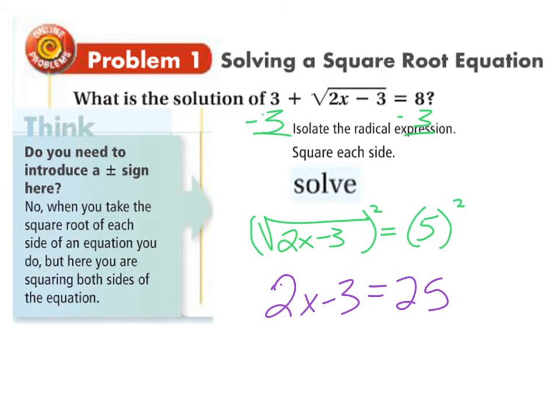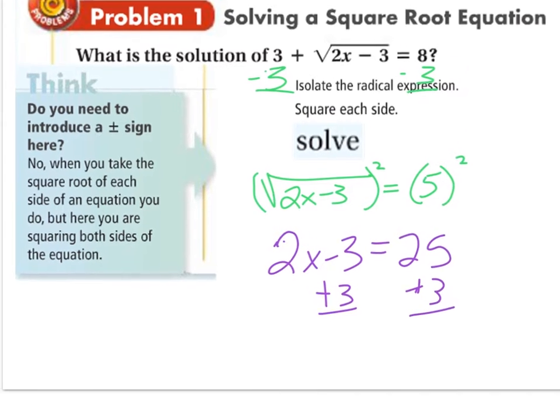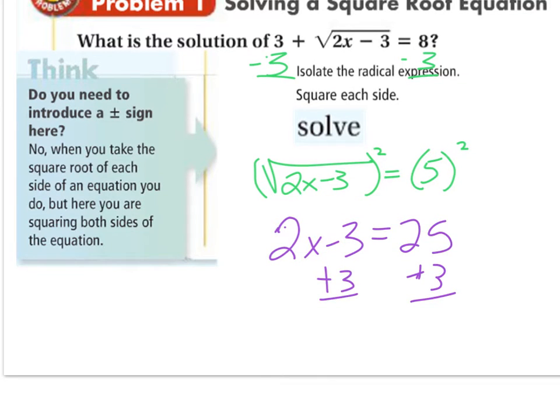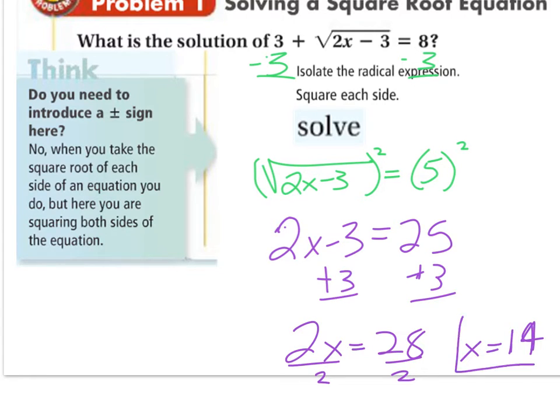From here, it's just like solving any equation. We're going to add 3 to both sides of that equation because we're trying to isolate that 2x. Then we get 2x equals 28. And so we'll just divide by 2. And we figure out here that x is equal to 14.